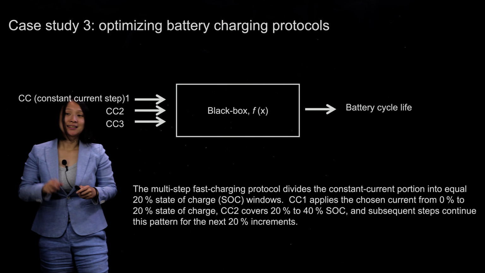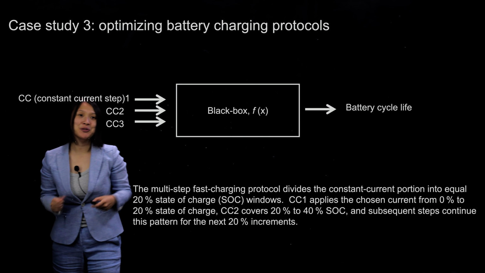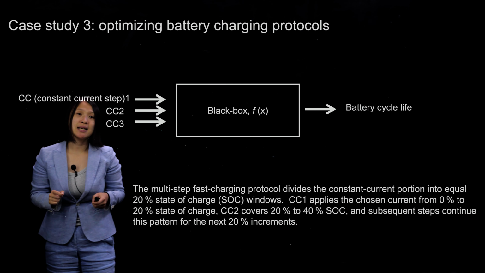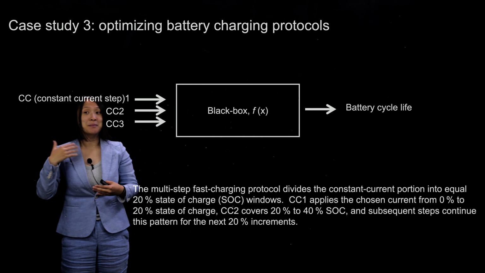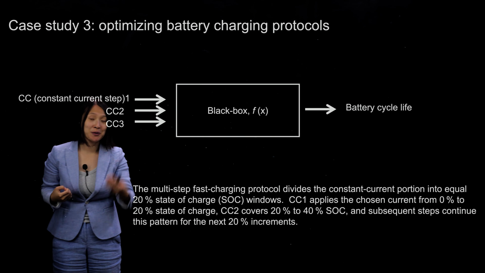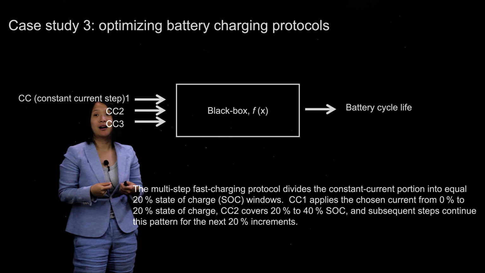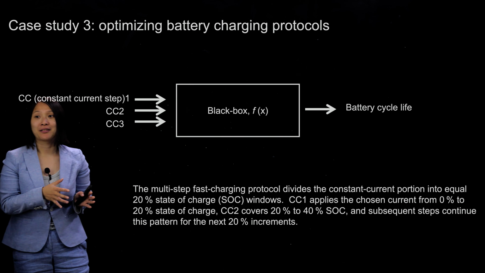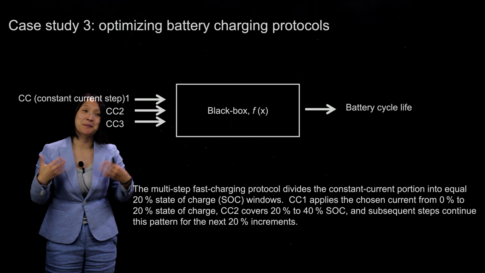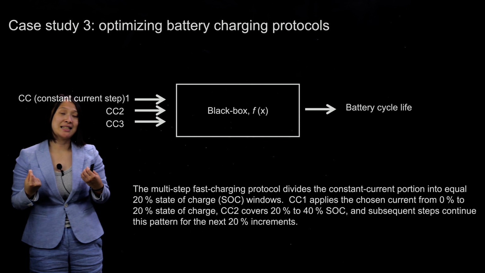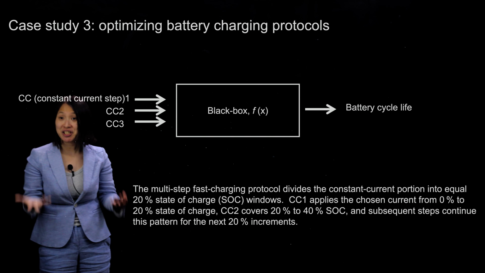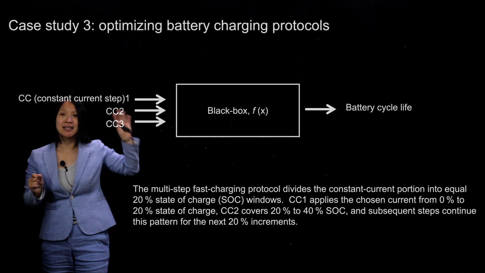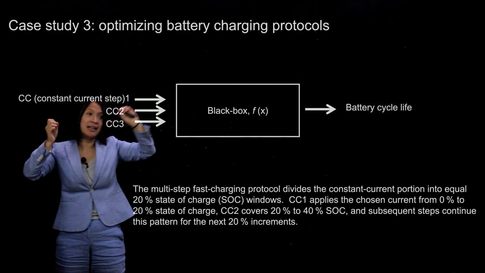Let's move on. The third case study I want to share with everyone is that beyond the materials and the kind of process optimization of making thin films, here is another example which allows us to use Bayesian optimization. In this case, it is to optimize the battery charging protocols. So in this case, again, we have our input and output.